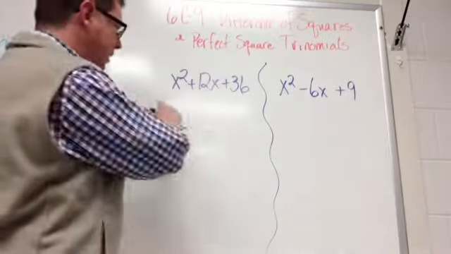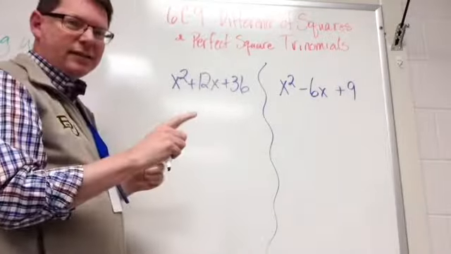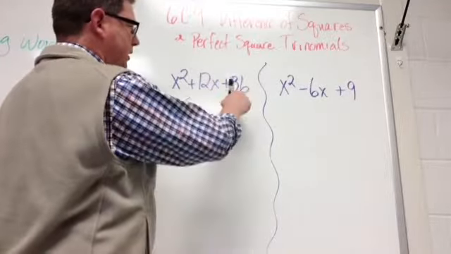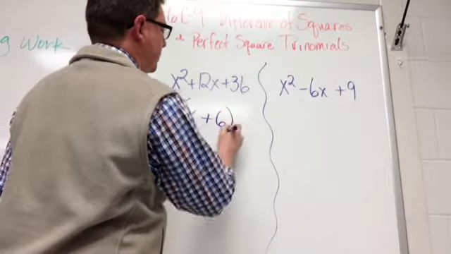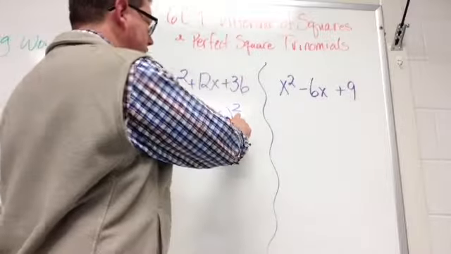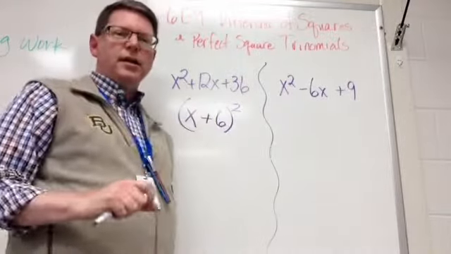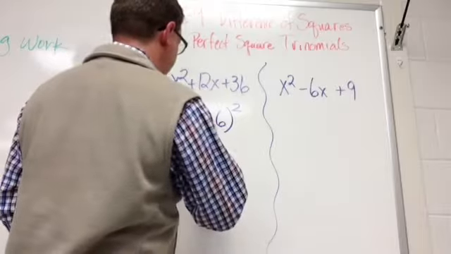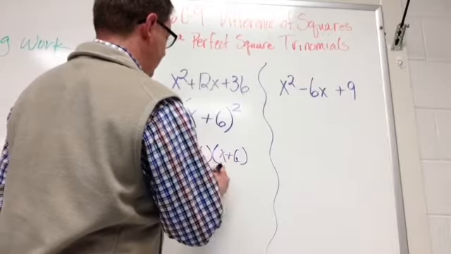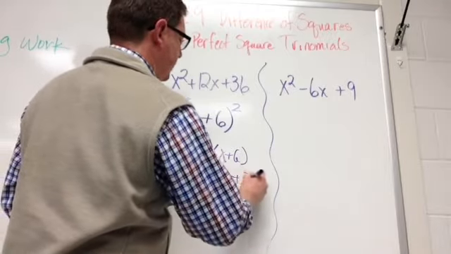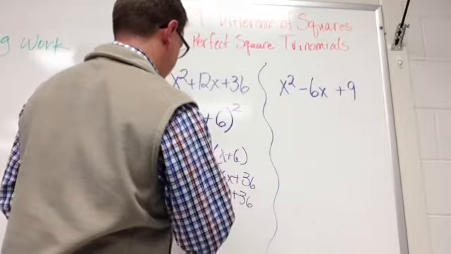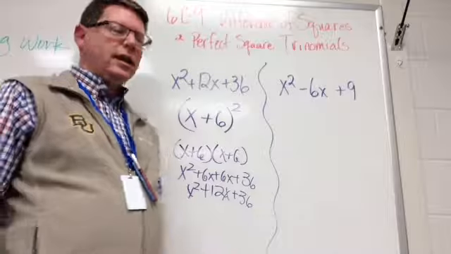So let's look here. Perfect square trinomial? Yes. If it's a perfect square trinomial, then I take the square root of the first term and the square root of the second term and square it. Because x plus 6 squared is x squared plus 12x plus 36. Now if you don't believe me, let's try it. x plus 6 times x plus 6 is x squared plus 6x plus 6x plus 36, which is x squared plus 12x plus 36, and that's a perfect square trinomial.